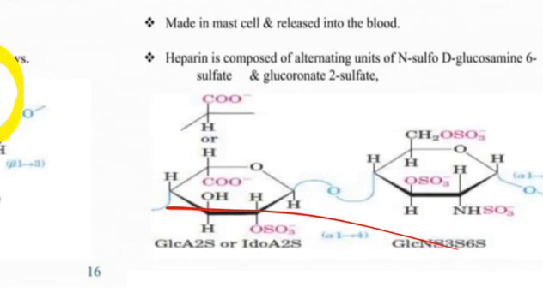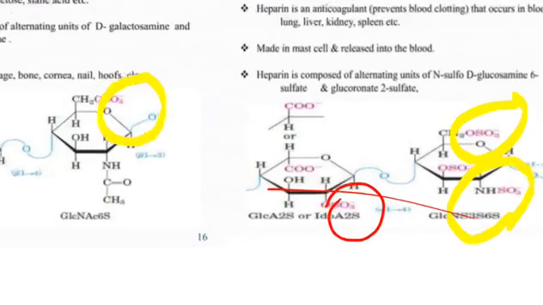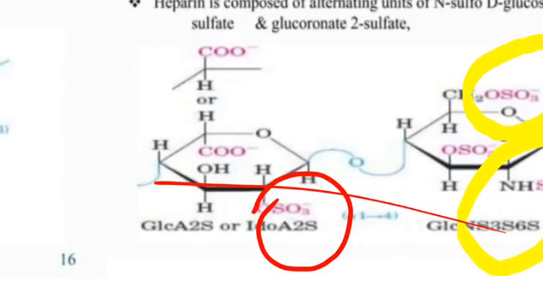Look at the 6-sulfate. See the N-sulfo. N-sulfo, D-glucosamine, 6-sulfate. See the 6-sulfate here. You see it? This is the 6-sulfate. Then glucuronate 2-sulfate. Wow. Look at the 2-sulfate there. You see? Look at the 2-sulfate here. See the 2-sulfate. See, the glycosidic bond is alpha-1,4.